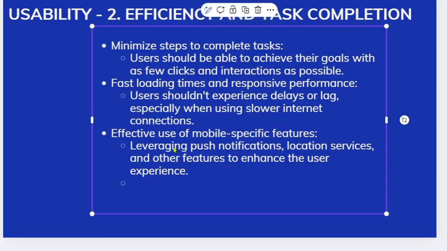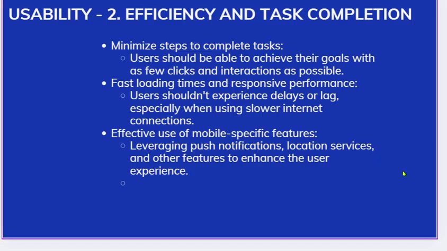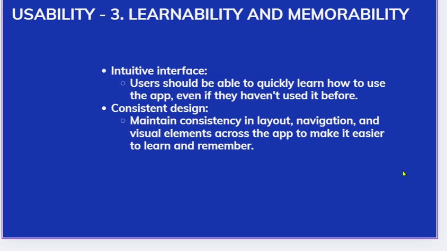Okay, next we have to effectively use mobile-specific features. For example, push notifications, location services, and most of it is related to sensors, such as the gyroscope and other types of sensors. For 3D scanning, for example, we have lidar. Those kinds of sensors are specifically available on mobile, compared to desktop, which maybe has a lot of limitations in terms of sensors.